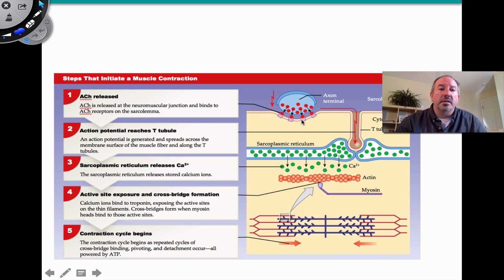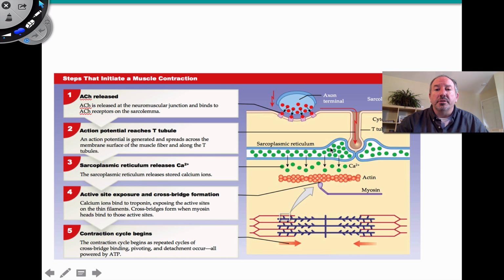So acetylcholine is released by the neuron. It's picked up in the neuromuscular junction by acetylcholine receptors. That causes an action potential, which is again a change in charge from the resting potential of a muscle cell, which is negative, and as it becomes more positive, that transmits down these T tubes. And what ultimately it reaches the T tube and the action potential is generated, and then it reaches the sarcoplasmic reticulum. Now, this is important.